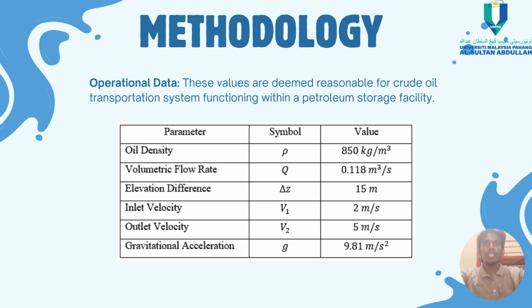These parameters are, first, oil density, symbol rho, value 850 kg per meter cubed. Second, volumetric flow rate, symbolized as Q, value 0.118 meter cubed per second. Third is elevation difference, symbolized as Z, the value is 15 meters. Z is the difference between the upper level and the lower level. Fourth is inlet velocity, V1 as symbol, and the value is 2 meters per second. For the outlet velocity, V2 is the symbol, and the value is 5 meters per second. And lastly is the gravitational acceleration, symbolized as g, for which we consider a value of 9.81 meters per second squared.